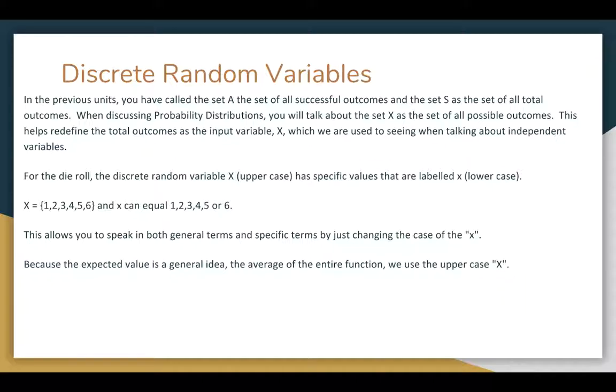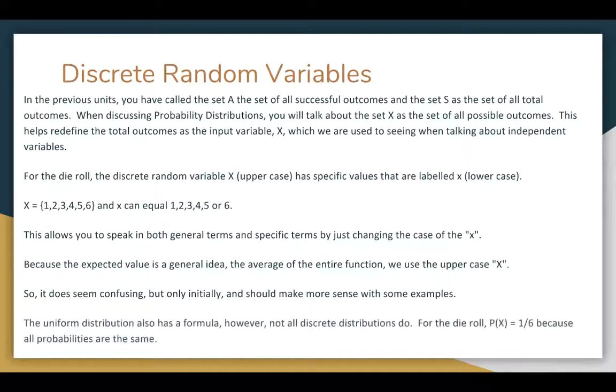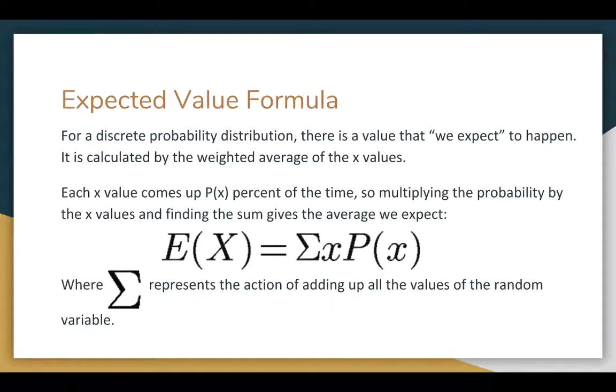Expected value is a general idea, so we actually use uppercase, and you're going to notice that in the formulas. And this may become confusing, but you might come to appreciate this when we use it. You might not even have to worry about it too much. Because we can actually say the P, because it's a die roll, it's a uniform distribution. It actually has a formula. It's always the same. It's just 1/6. So we can say P of big X, because in general it's always 1/6.